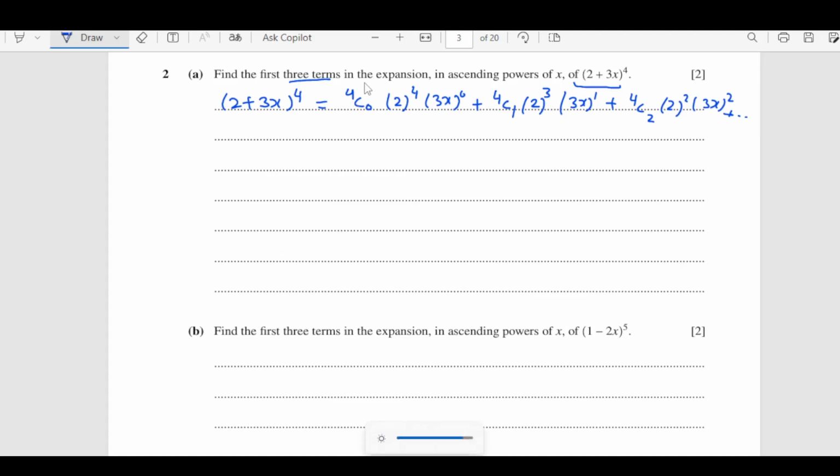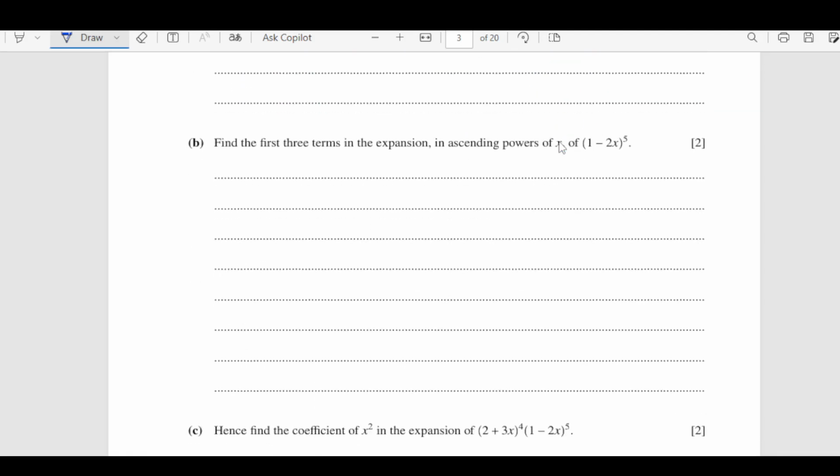We can work this out using the calculator. 4c0 is 1, so it is going to be 16, and 3x power 0 is 1. Then 4c1 comes out to be 4, and when you multiply, we get 96x. The next one comes to 216x squared. So this is our final answer, right?